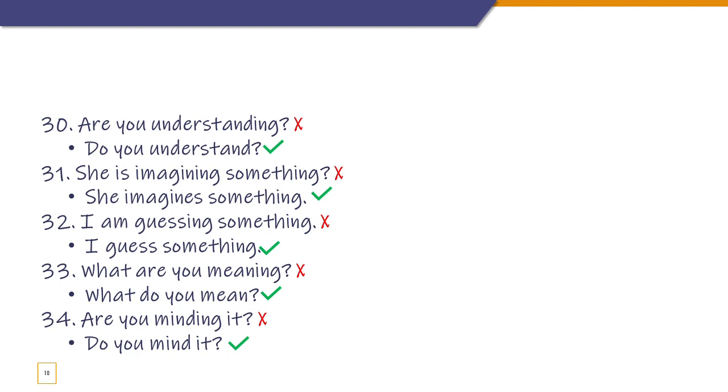Next one. She is imagining something. Is it at that point of time or is it generally? That has to be considered. So she imagines something is more appropriate. Next one. I'm guessing something, or I'm guessing something would happen. This is wrong. What should you say? I guess something, or I guess something would happen.